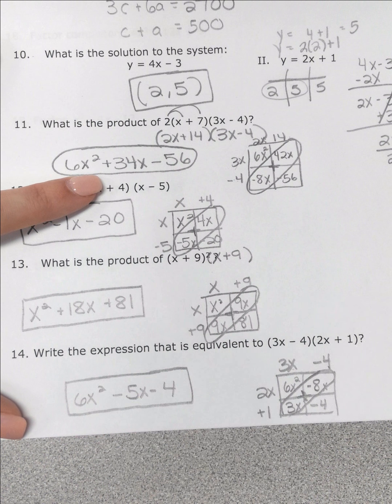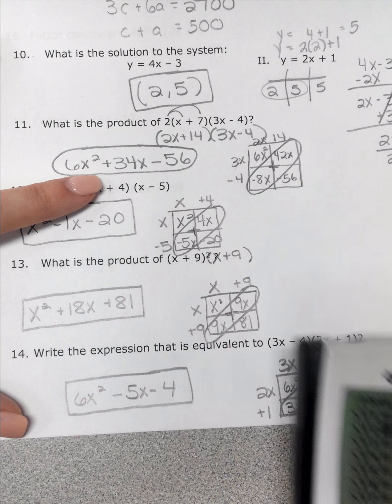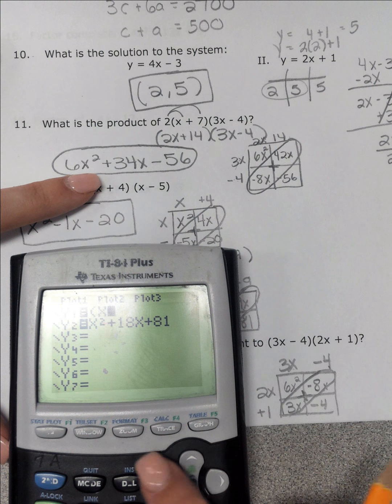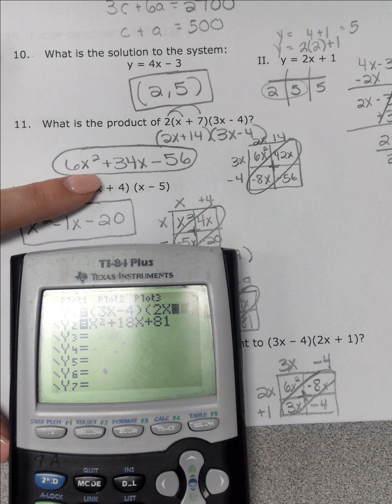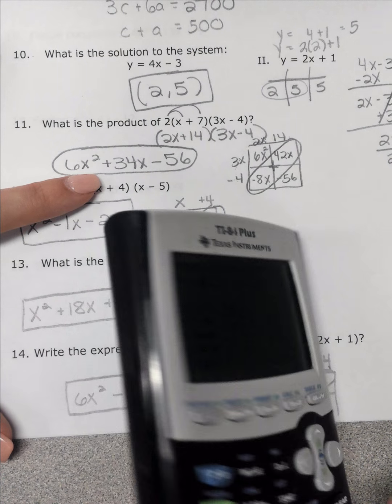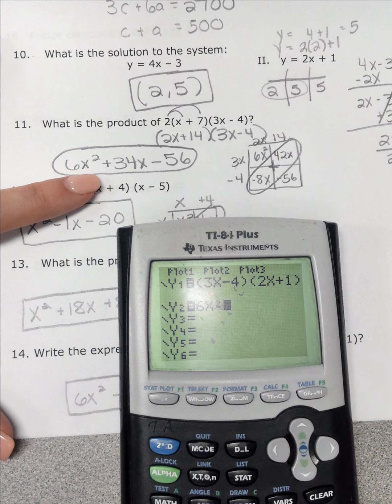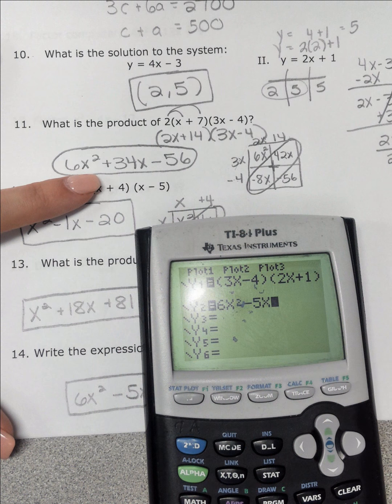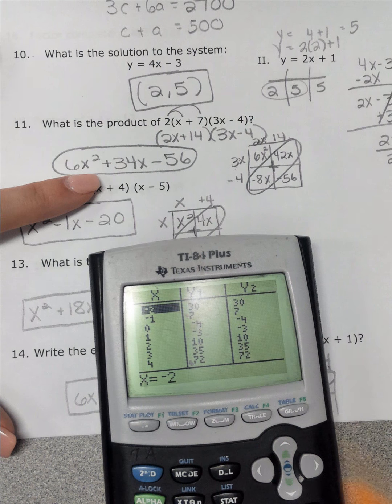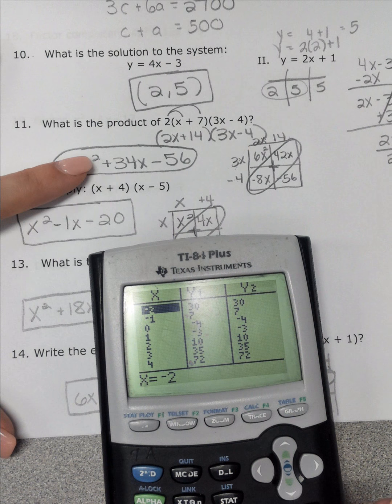So let's check our answer. So we have parentheses 3x minus 4, parentheses 2x plus 1. Then we have 6x squared minus 5x minus 4. Same. Fantastic.